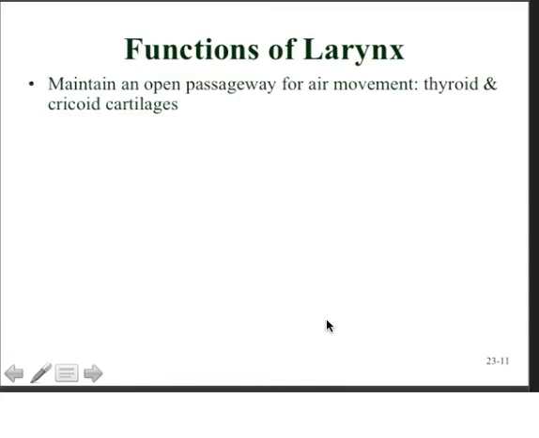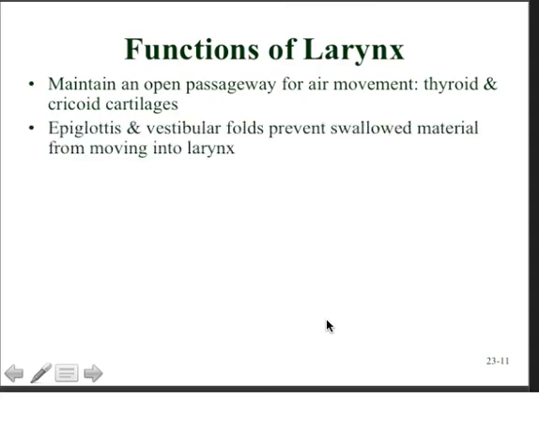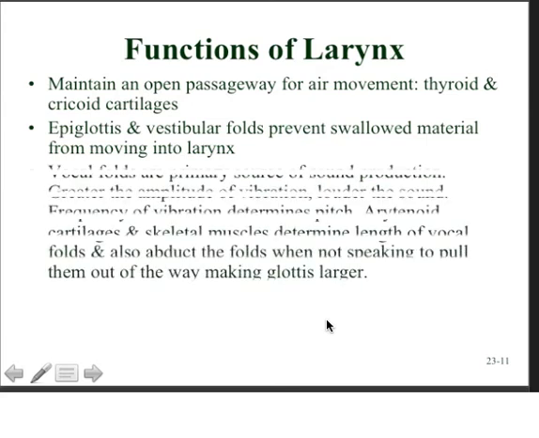What is the larynx for? Well, it maintains a passageway for air movement. The thyroid and the cricoid cartilages help keep it open. The epiglottis and vestibular folds prevent water and food from getting into the larynx.